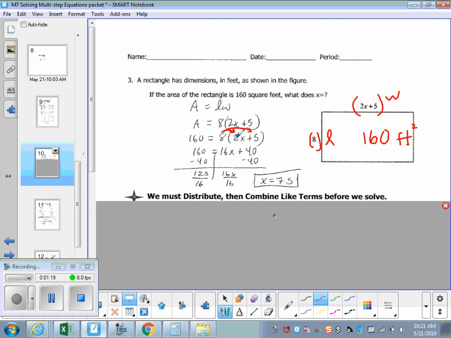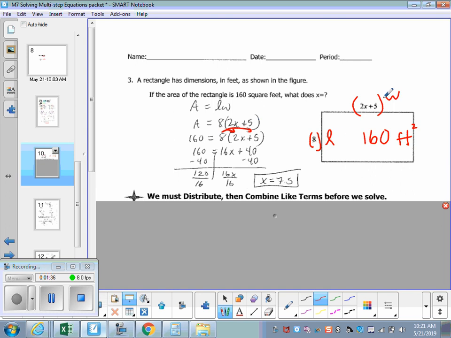8 times 2x becomes 16x. 8 times 5 becomes 40. And then we're ready to drop the line and solve. Now I want to remind you guys that what I'm trying to show you right here is an application to why you'd want to distribute and then solve.